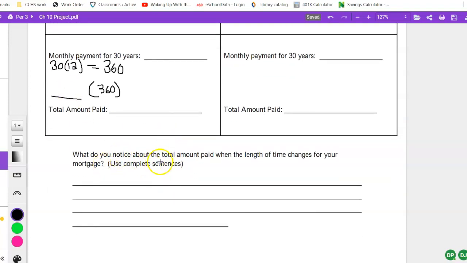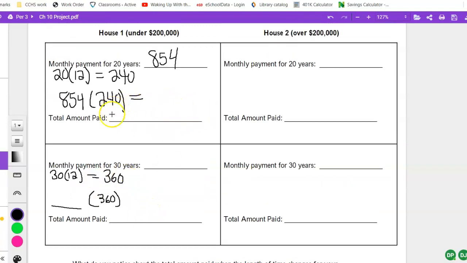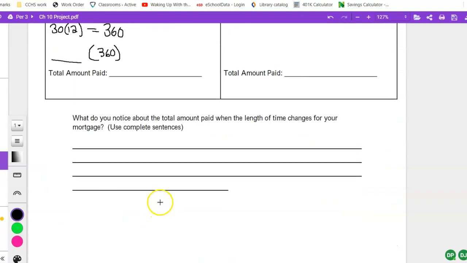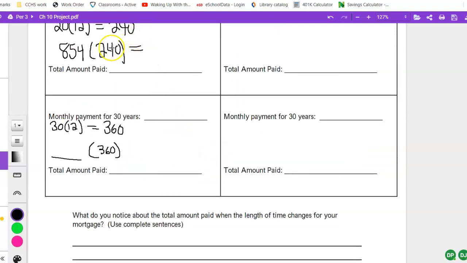Last but not least, we are going to compare the total amount paid when the length of time changes for our mortgage. So you're comparing this total amount paid for a 20-year loan with your total amount paid for a 30-year loan and telling me how the total amount paid changed. Again, use complete sentences. And that's going to be it. So I only showed you half, obviously just the half of finding a less than $200,000 house. You're going to have to do the exact same thing on the other side as well with a house worth more than $200,000.